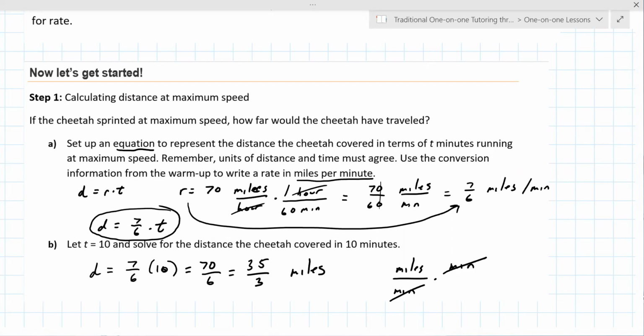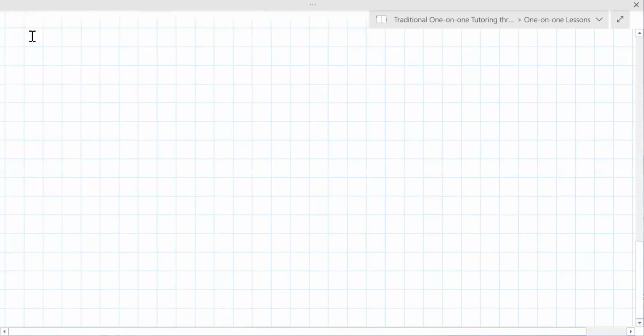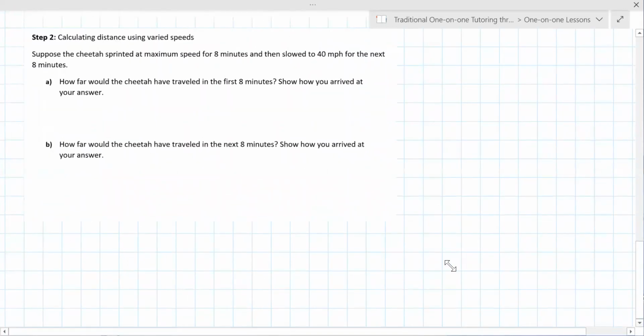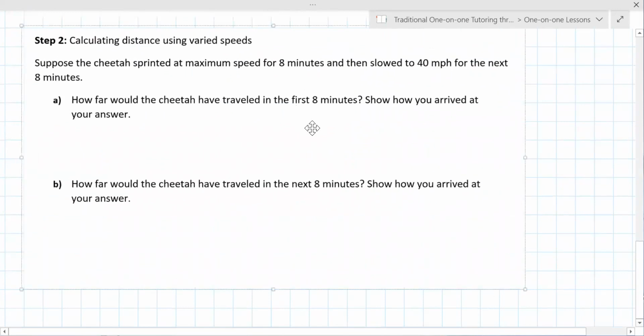Okay, so that's clear. Let me go to step 2. Let me snip this in. Always let me know if you need more time to copy something down or you need me to go back up. Just catch up. Cool.